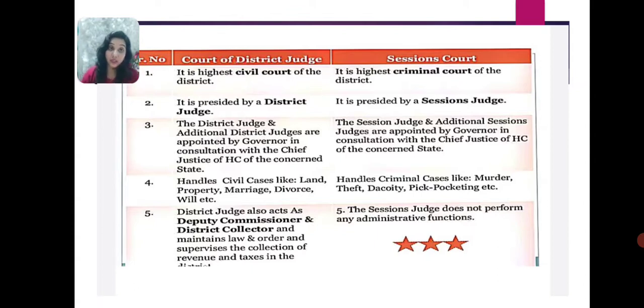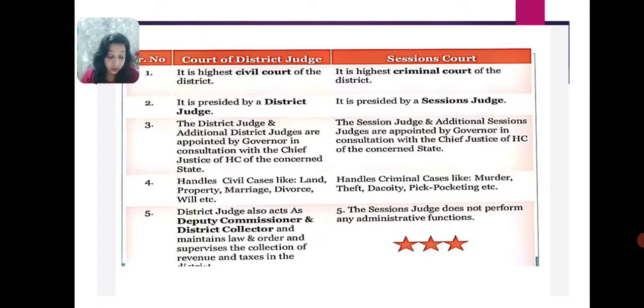Now let us come to the sessions court. Sessions court is called the highest criminal court of the district, where all the criminal cases are dealt with. Usually this is presided over by the sessions judge, who is also called a district judge. The sessions court deals with cases concerning very serious offenses. It handles criminal cases like murder, theft, dacoity, pickpocketing, and rape cases. All these cases are dealt with in the criminal courts.